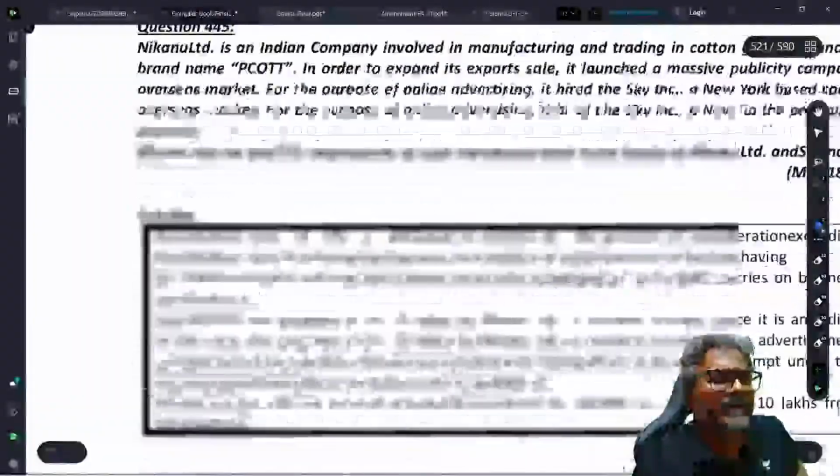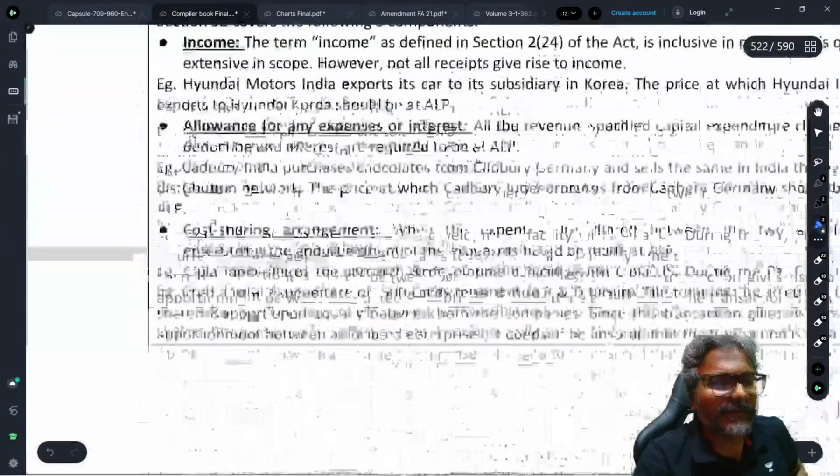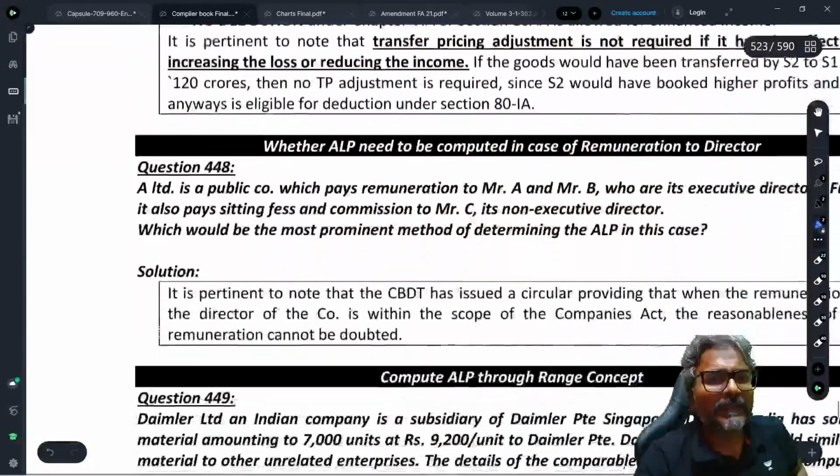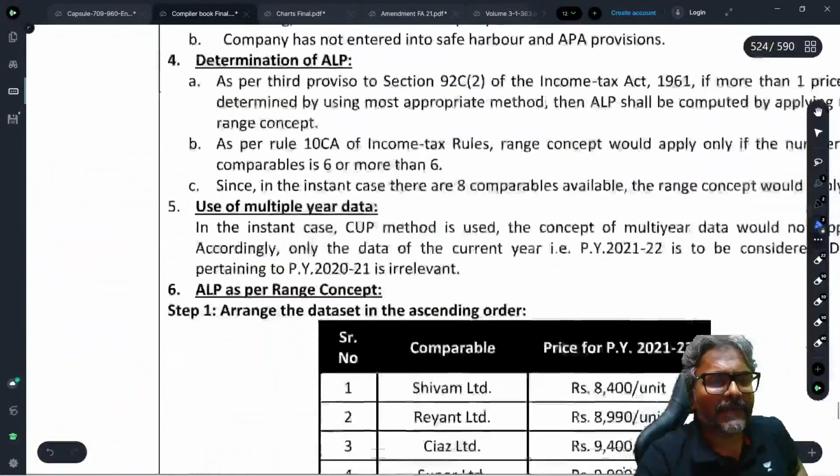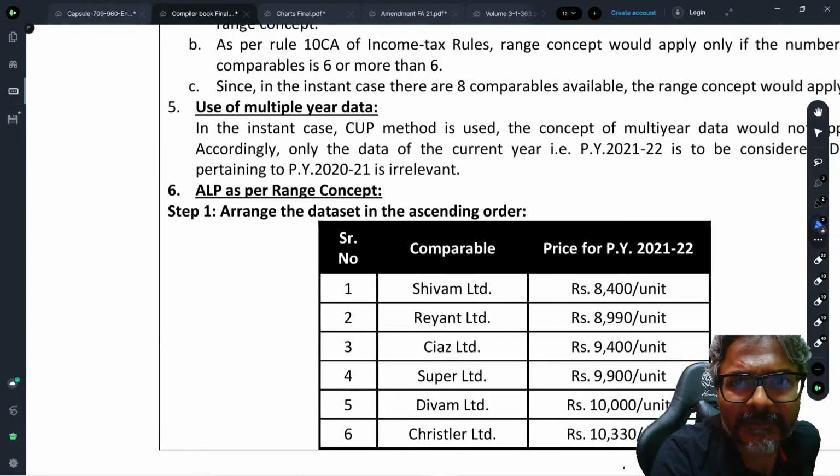Now, I am coming to transfer pricing, students, quickly, on the methods of transfer pricing. In the case of the methods of transfer pricing, students, let me in fact take you through that.